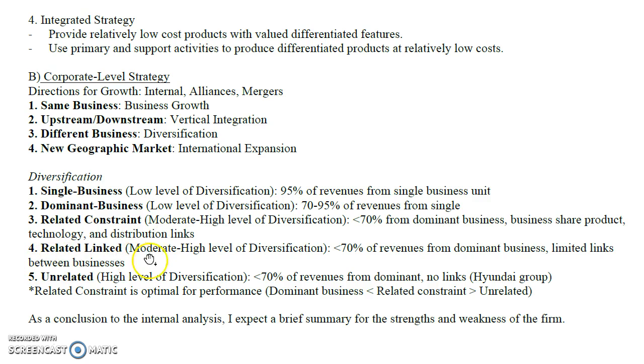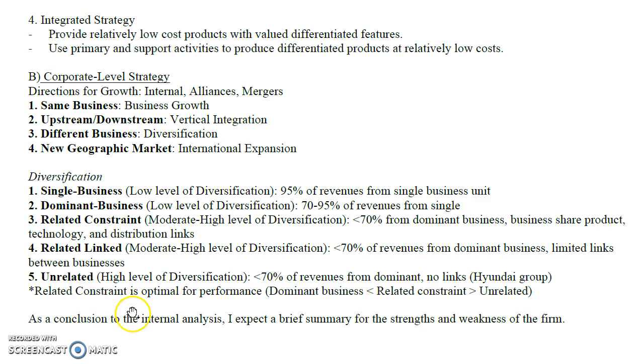Then related linked, moderate to high level of diversification. Again, 70% of revenues or less come from the dominant business, with limited links between businesses. Businesses are more independent in this way. There can be one or two business units that are interrelated, but in general there are limited links between businesses. They don't share products, and probably do not share technology or distribution channels.